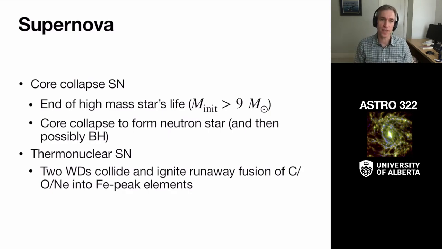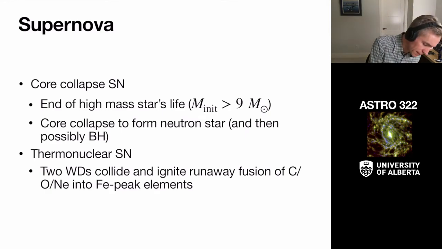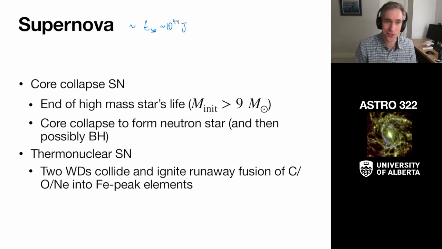Now, supernova is a poorly defined term because all this means, and I stress this in the book, is that there is an injection of about 10 to the 44 joules of energy. And we care about these events because they're relatively common and they dump out a bunch of energy into galaxies. And so what I just called a supernova is called a core collapse supernova.